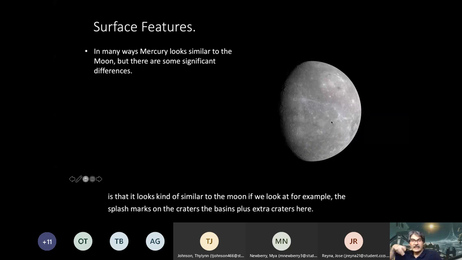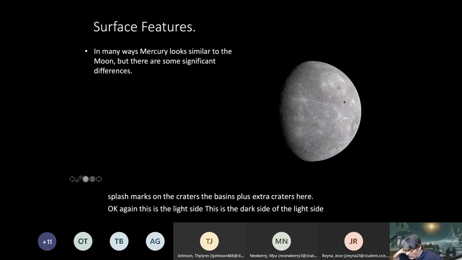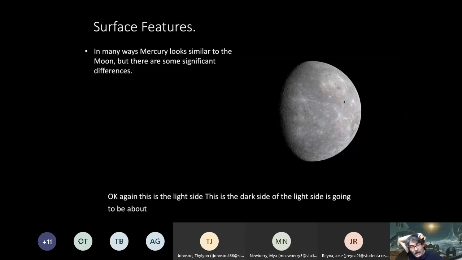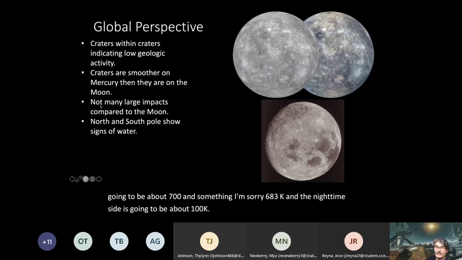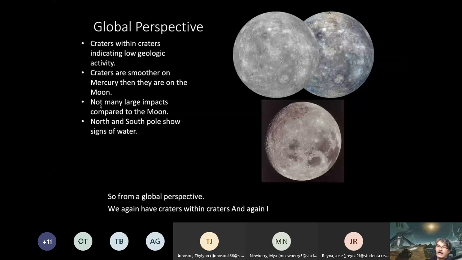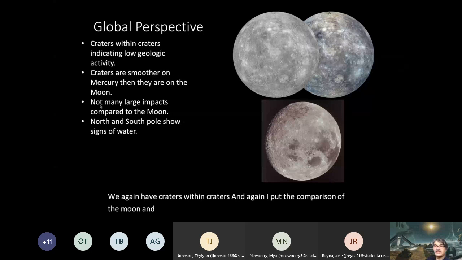Okay, again, this is the light side, this is the dark side. The light side is going to be about 700 and something, I'm sorry, 683K, and the nighttime side is going to be about 100K. So from a global perspective, we again have craters within craters, and again, I put the comparison of the moon and Mercury together so that you can see the differences in their geological features.